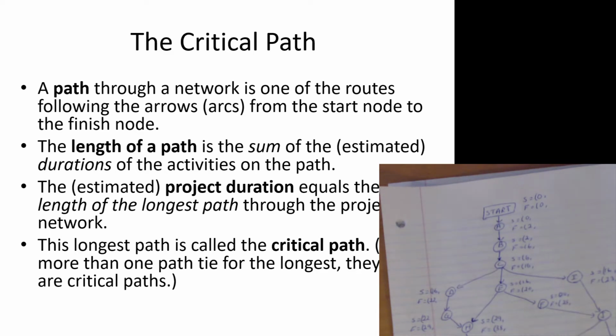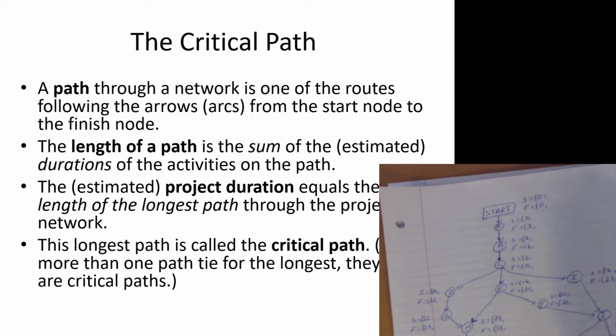The path that has the longest duration is called the critical path, and it dictates how long the project will take. We call it critical because it's the longest pathway, or the pathway from start to finish that takes the longest amount of time. Any delays along that path result in a delay in the duration of the entire project. Okay, so that's key.